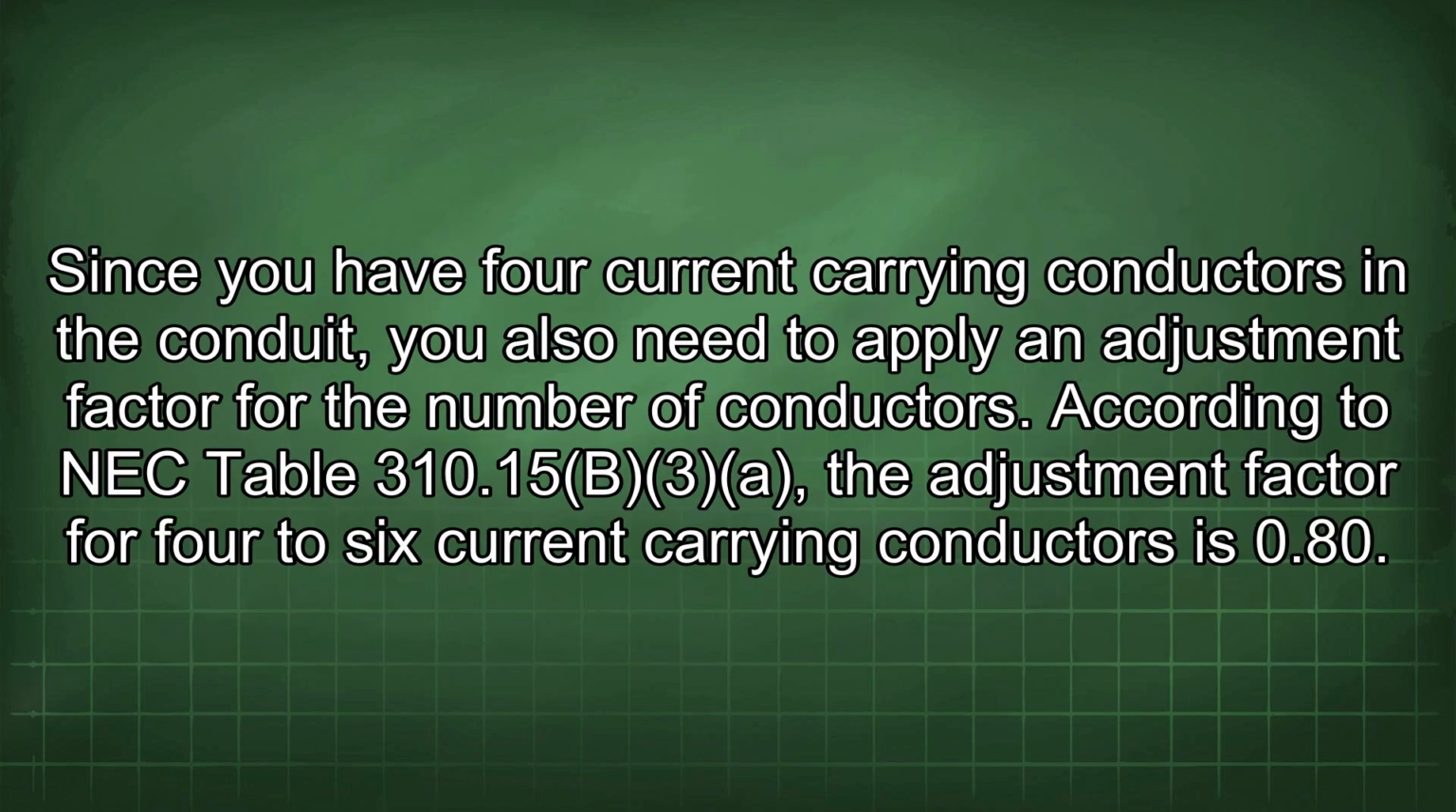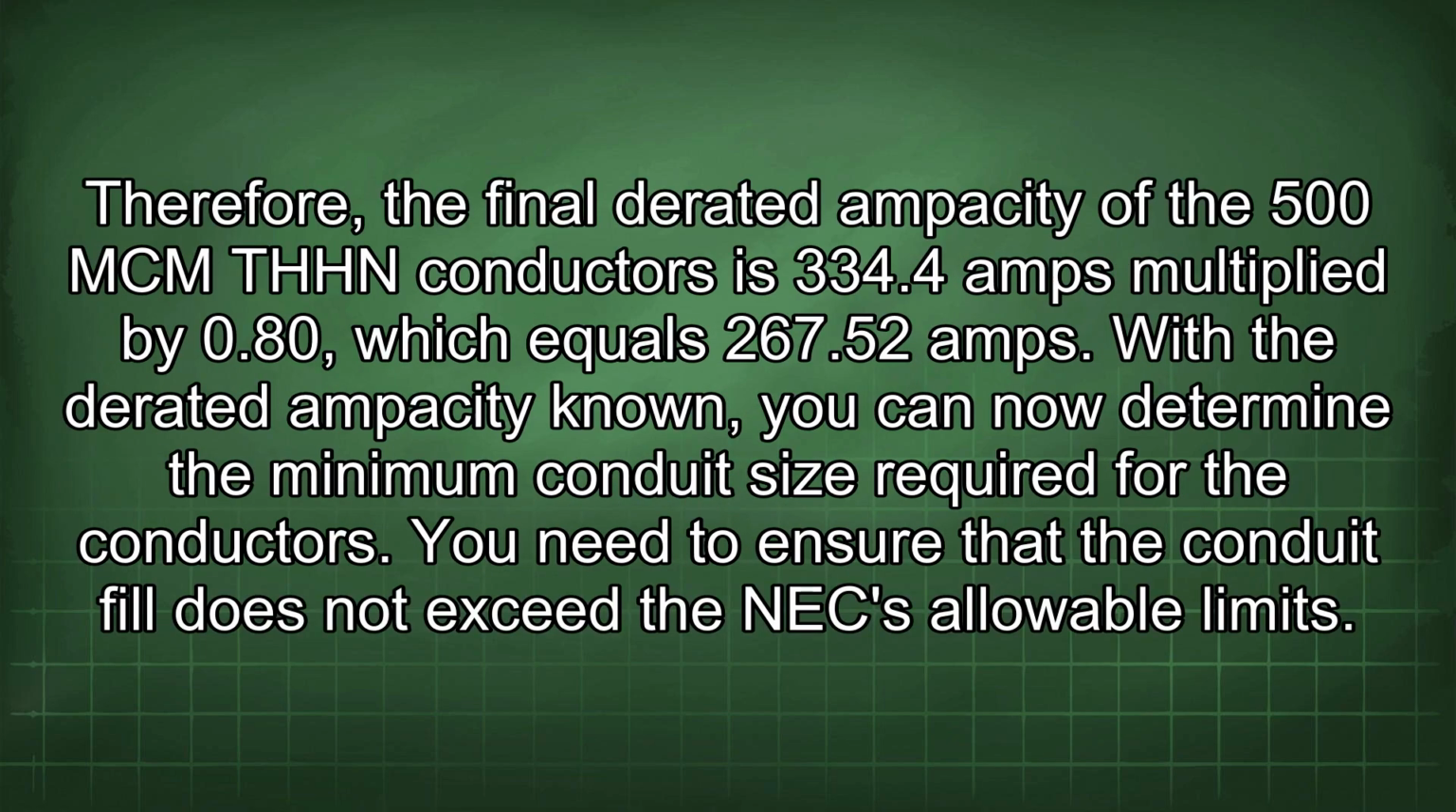Since you have 4 current carrying conductors in the conduit, you also need to apply an adjustment factor for the number of conductors. According to NEC Table 310.15(B)(3), the adjustment factor for 4 to 6 current carrying conductors is 0.80. Therefore, the final derated ampacity of the 500 mcm THHN conductors is 334.4 amps multiplied by 0.80, which equals 267.52 amps.